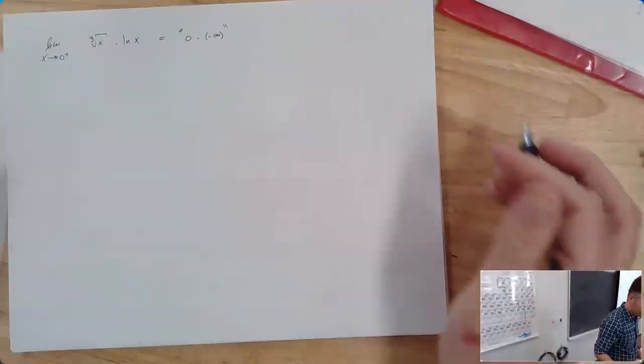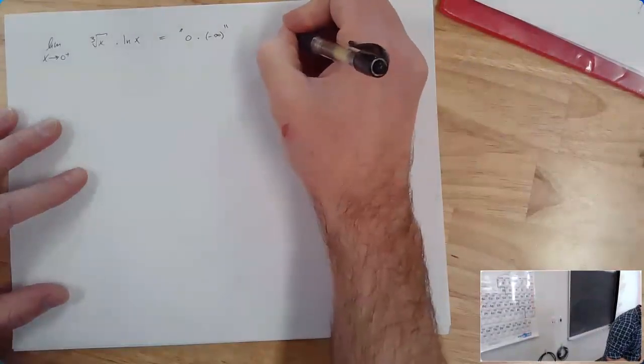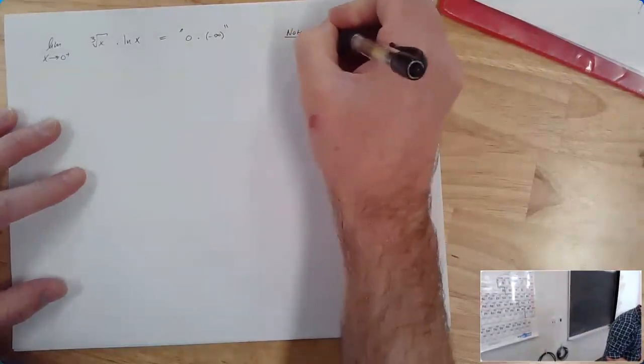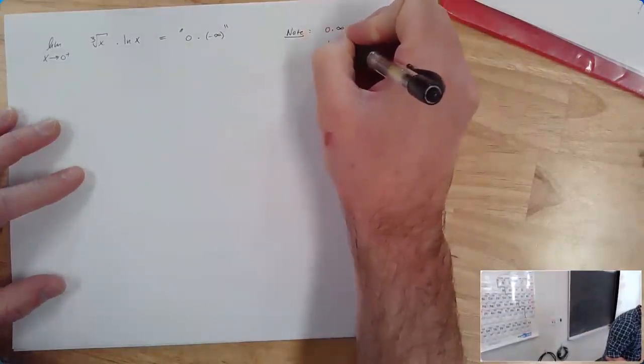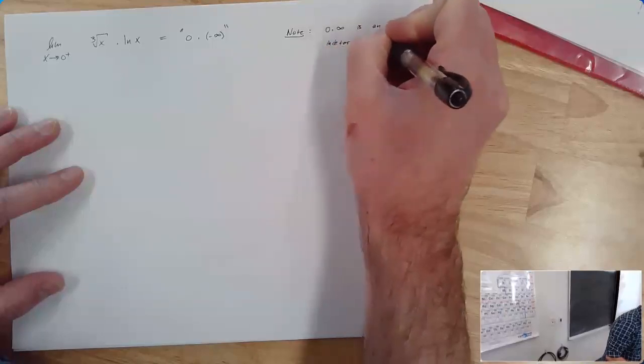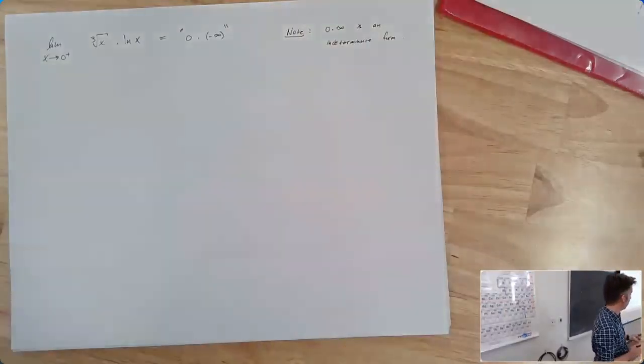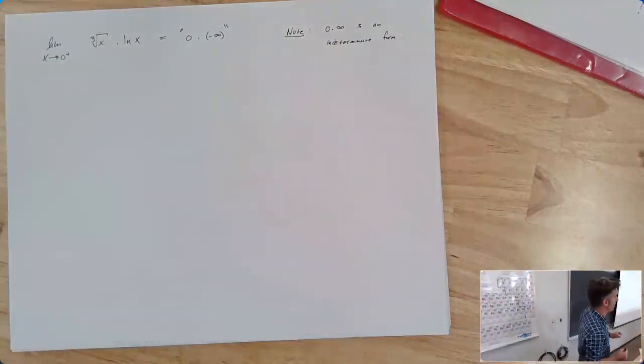So far, 0 times infinity is also an indeterminate form, just like 0 over 0 or infinity over infinity. The difference is we can't apply L'Hopital's rule to it without manipulating it first. So I want to really heavily stress, you can only use L'Hopital's rule if it's 0 over 0 or infinity over infinity. We cannot use L'Hopital's rule on any other type of indeterminate form until we have first worked on it. So here, I need to do something.